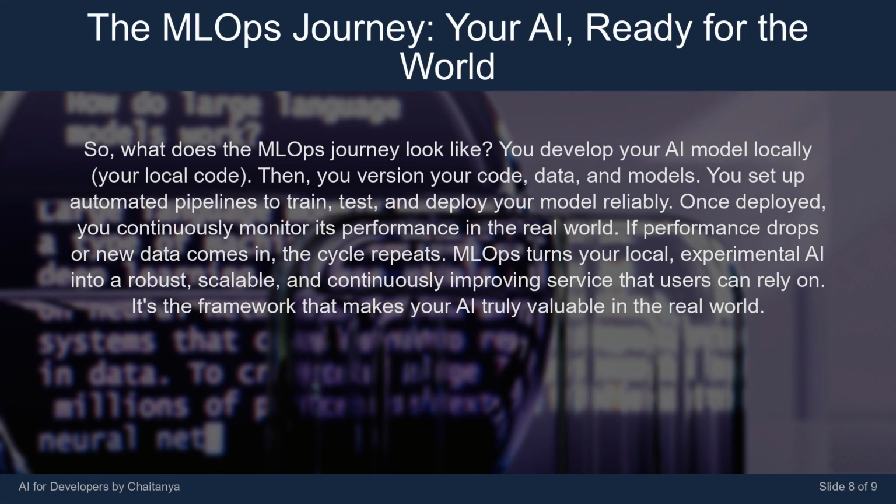So, what does the MLOps journey look like? You develop your AI model locally, your local code. Then, you version your code, data, and models. You set up automated pipelines to train, test, and deploy your model reliably. Once deployed, you continuously monitor its performance in the real world. If performance drops or new data comes in, the cycle repeats.